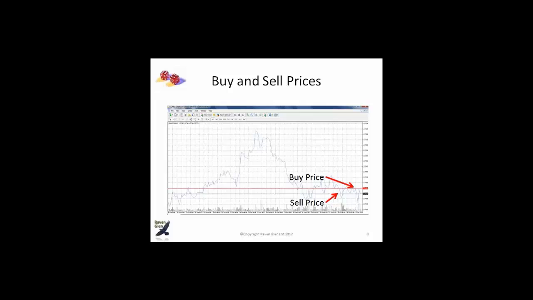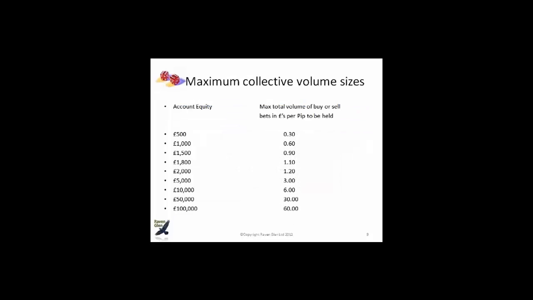Now, we've included this chart here which shows the maximum collective volume sizes that we recommend you have open at any one time, so you shouldn't really exceed these figures. So for an account equity on the left hand side, for £500 equity for example, reading across the figure on the right hand side, you should have no more than 30 pence worth of total volumes of buy or sell bets open at any given time. Similarly, if you have £5,000 equity, then you should have no more than £3 worth of open buy or sell bets at any given time.